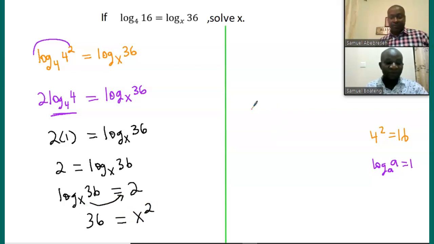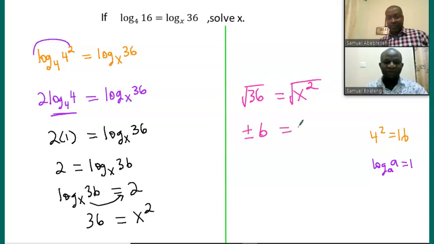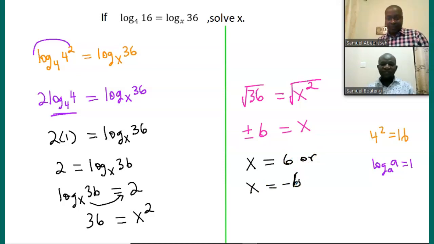We take the square root on both sides. So x is plus or minus 6. Remember, it's quadratic, so you are supposed to get 2 values, unless you are told to find only the positive value. So x is equal to 6 or x is equal to minus 6.